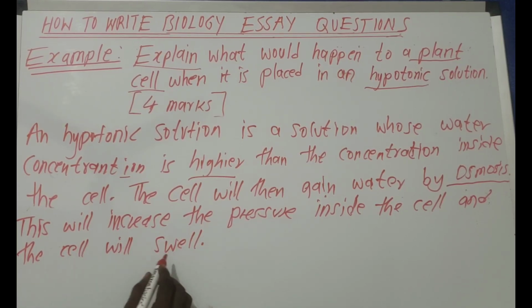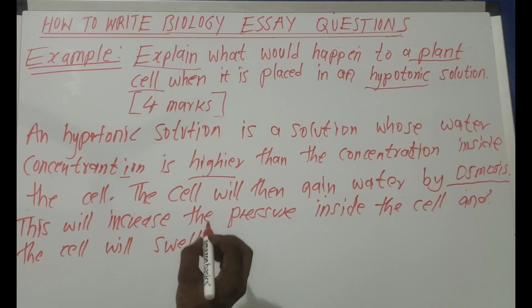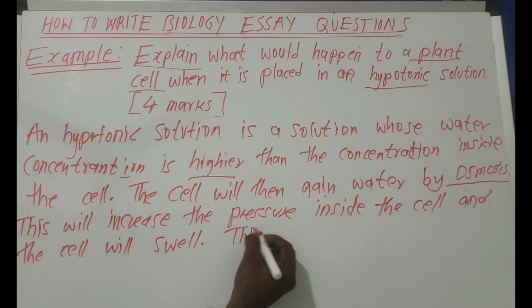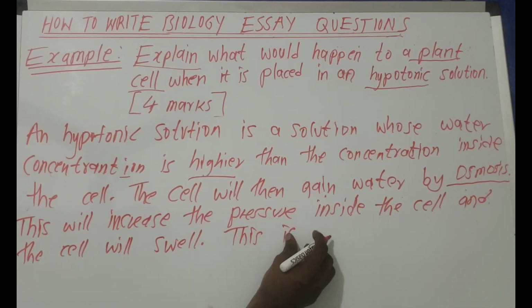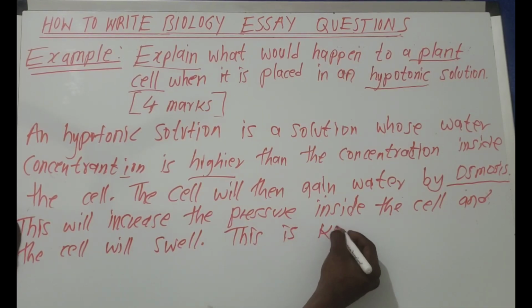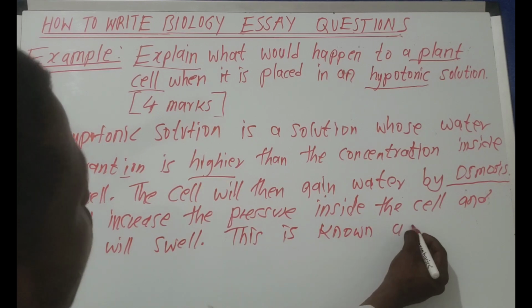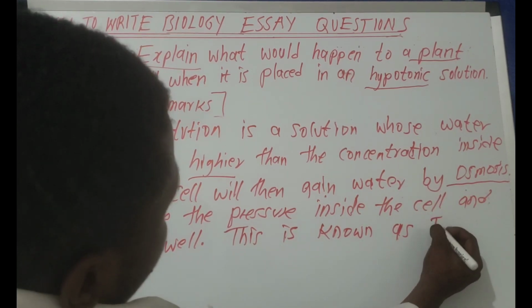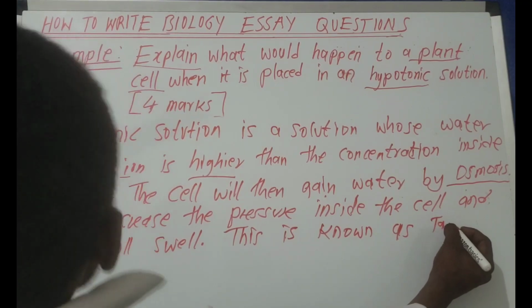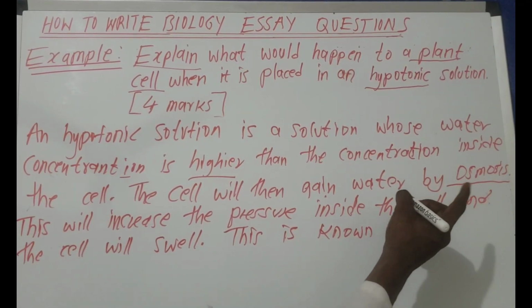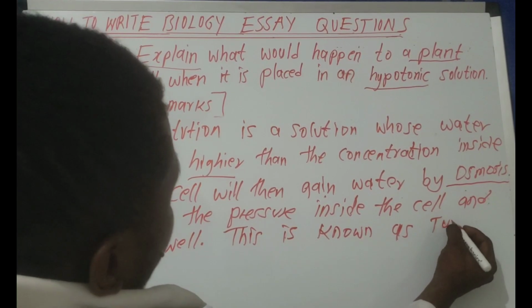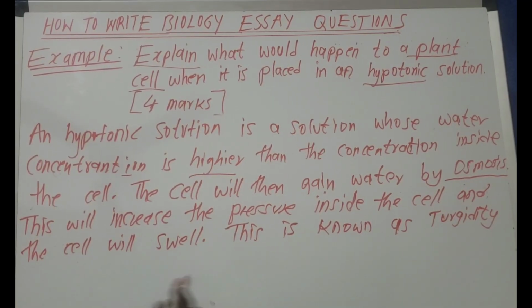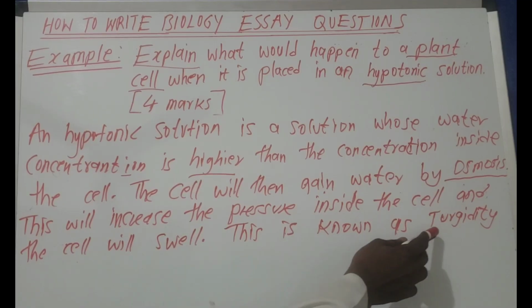Okay, so after the cell has increased in size, then you tell them what we call this condition. This is known as what? As turgidity. So this is another biological term. Okay, this is known as turgidity.